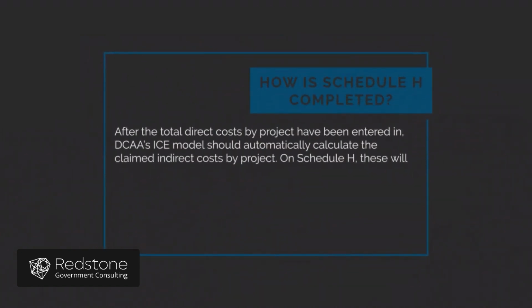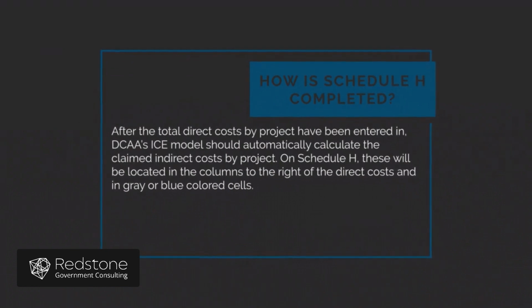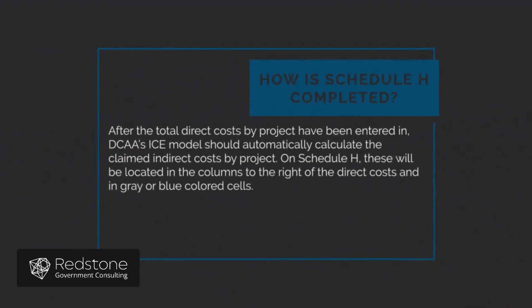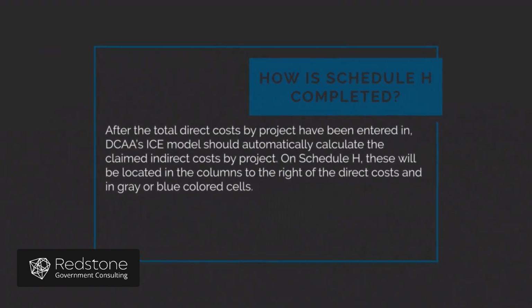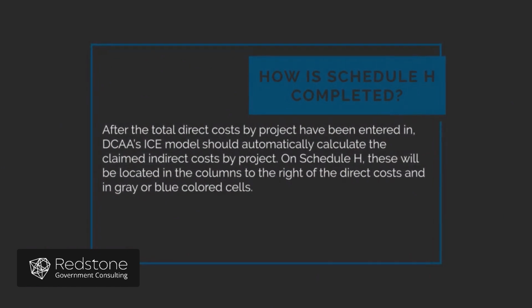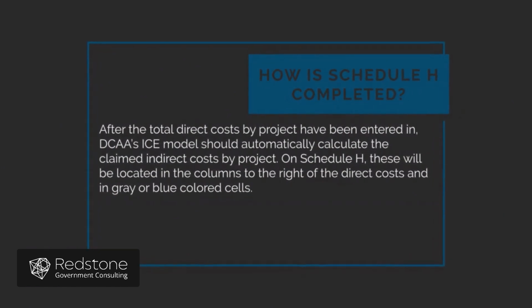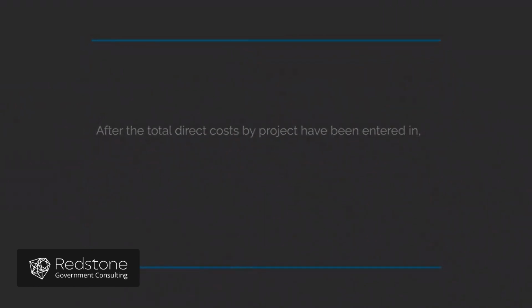After the total direct costs by project have been entered in, DCAA's ICE model should automatically calculate the claimed indirect costs by project. On Schedule H, these will be located in the columns to the right of the direct costs and in gray or blue colored cells.